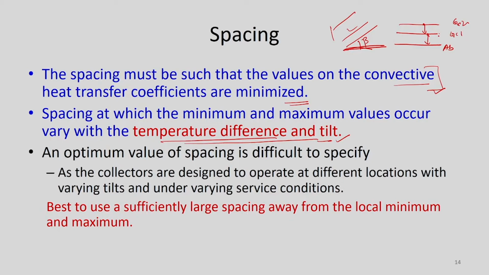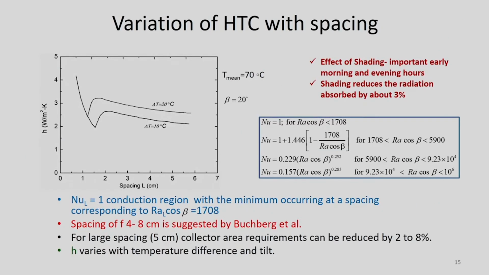Okay. Hence, it is best to use a sufficiently large spacing away from the local minimum and maximum. Okay. Let us learn what is minimum and maximum here. So, this curve was generated based on the experiments. So, it is found that when Nusselt number is 1, this is the conduction region with the minimum occurring at a spacing corresponding to the RL cos beta equal to 1708.